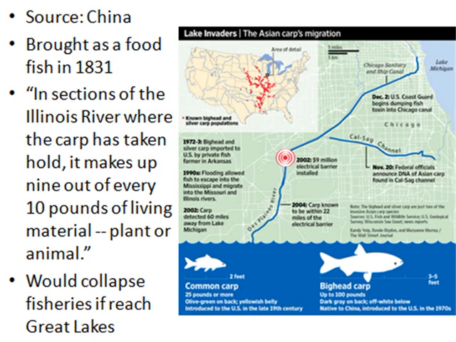The amount of carp that's found in some stretches of the Mississippi is so great that I have a quote up here. It says, in sections of the Illinois River where the carp has taken hold, it makes up 9 out of every 10 pounds of living material, and that includes both plant and animal. So it's 90% of the biomass that you find in those areas.